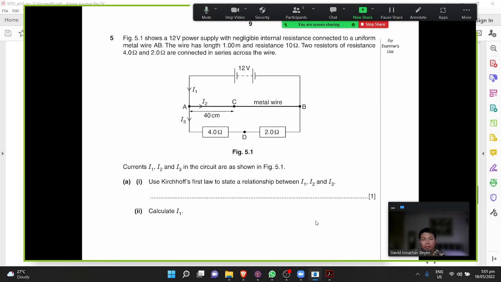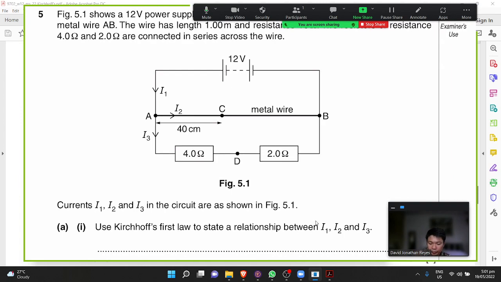All right, here we are with a problem where we need to use Kirchhoff's laws in order to solve it. The first one asks you to state the relationship between I1, I2, and I3 using Kirchhoff's first law. If you look here, this is the junction where I1 enters, and as you notice, I3 and I2 are both moving away from junction A.